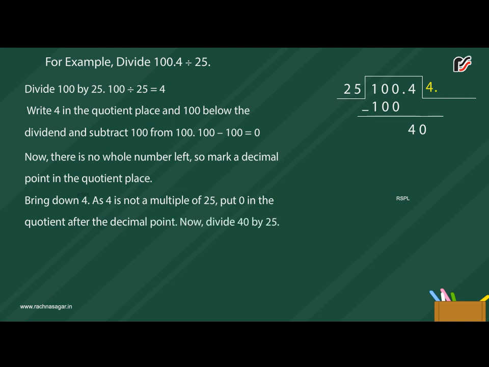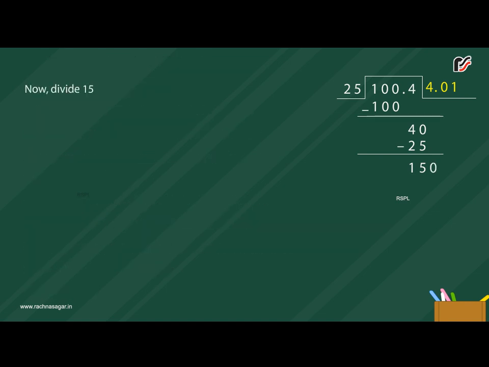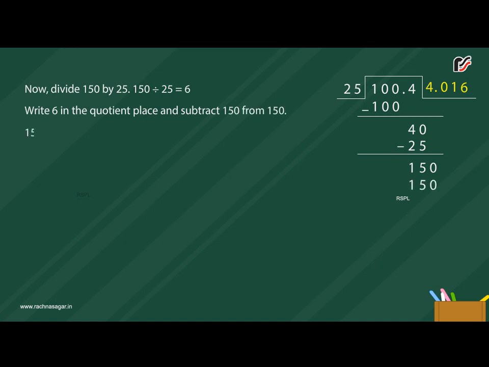Now, divide 40 by 25. Put 1 in the quotient place and 25 below the dividend. Subtract 25 from 40. 40 minus 25 is equal to 15. Put a 0 after 15. Now, divide 150 by 25. 150 divided by 25 is equal to 6. Write 6 in the quotient place and subtract 150 from 150. 150 minus 150 is equal to 0. Thus, 100.4 divided by 25 is equal to 4.016.